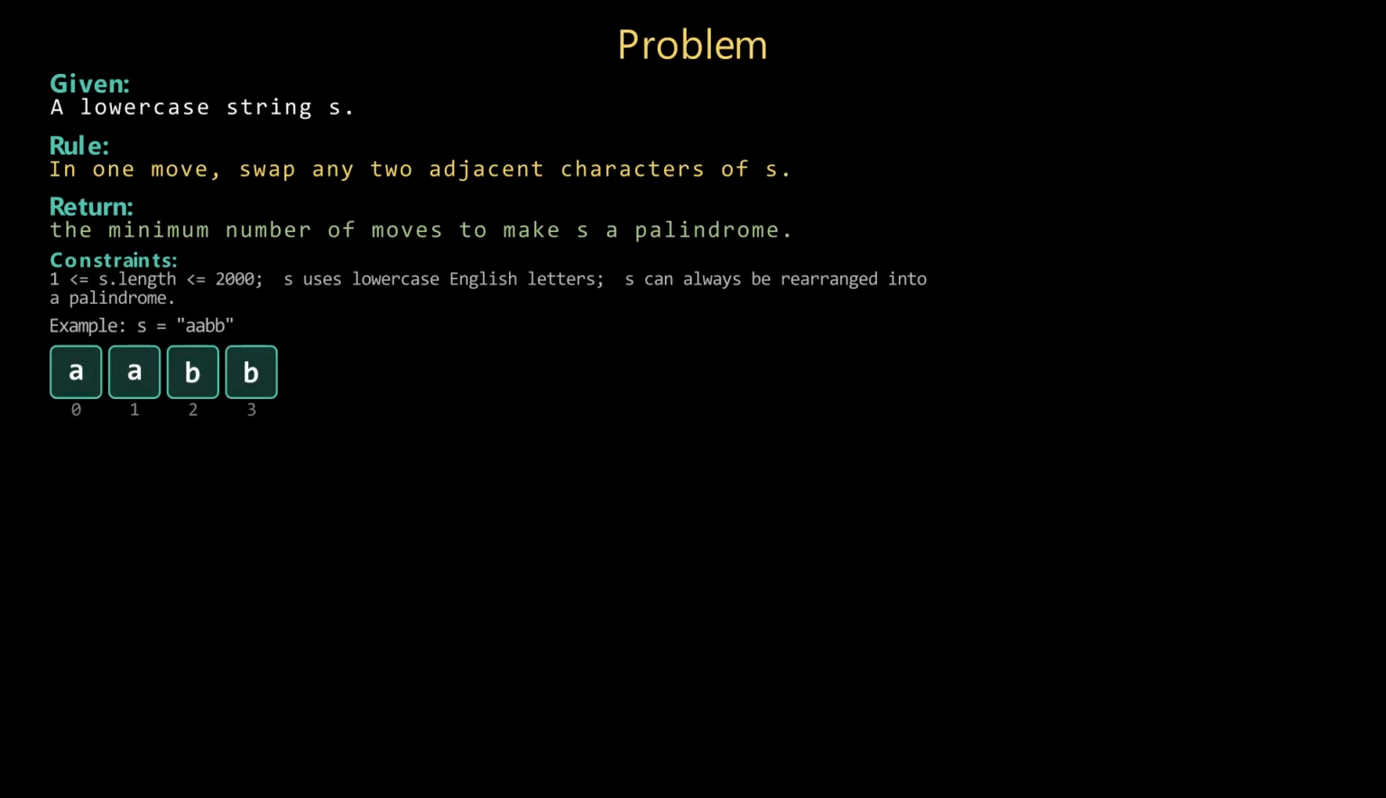Given a lowercase string s. In one move you may swap any two adjacent characters. Output the minimum number of moves needed to turn s into a palindrome.